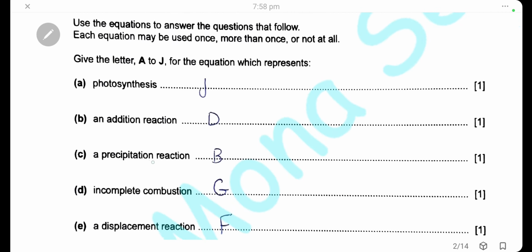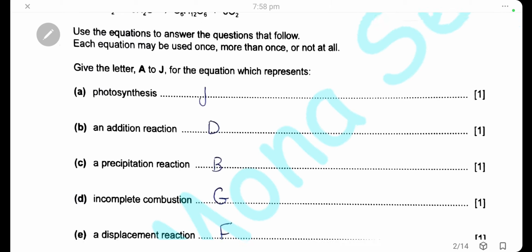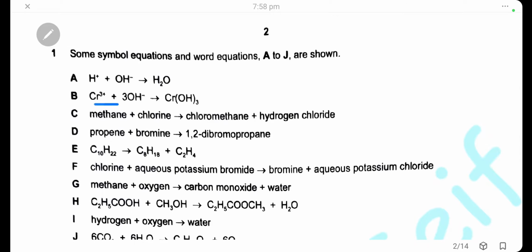The third one, precipitation reaction, is the reaction involving formation of a precipitate when mixing two solutions together. We have equation B, where a solution containing chromium 3 ions is mixed with sodium hydroxide solution containing hydroxide ions to form the precipitate of chromium 3 hydroxide.